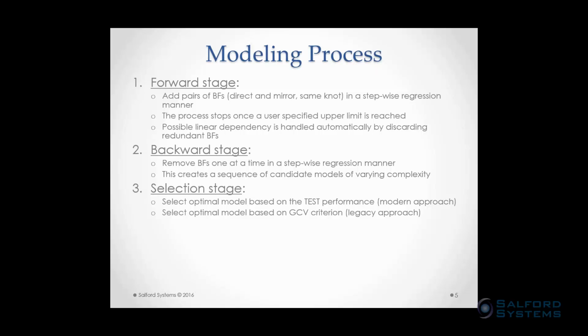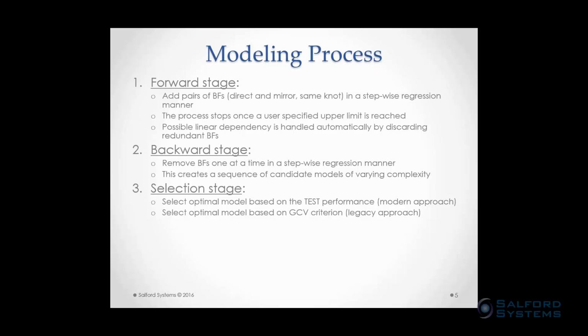After all of the basis functions have been added, there is a backward stage that removes the basis functions one at a time, again in a stepwise regression manner. And this creates that sequence of models that we see in the Mars results window. Again, they're varying complexity. You could pick a smaller model with only a few basis functions, or you can pick the model with the most basis functions.